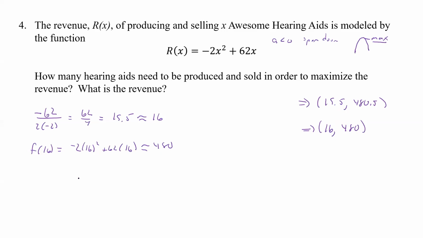And so we're going to have 16 hearing aids, and it's going to be $480 maximizing the revenue. Whereas if we'd done 15 and a half hearing aids, we would have maximized at 480.5. So that would have been a better number, but you can't make half of a hearing aid. And so then we went ahead with that as our answer.